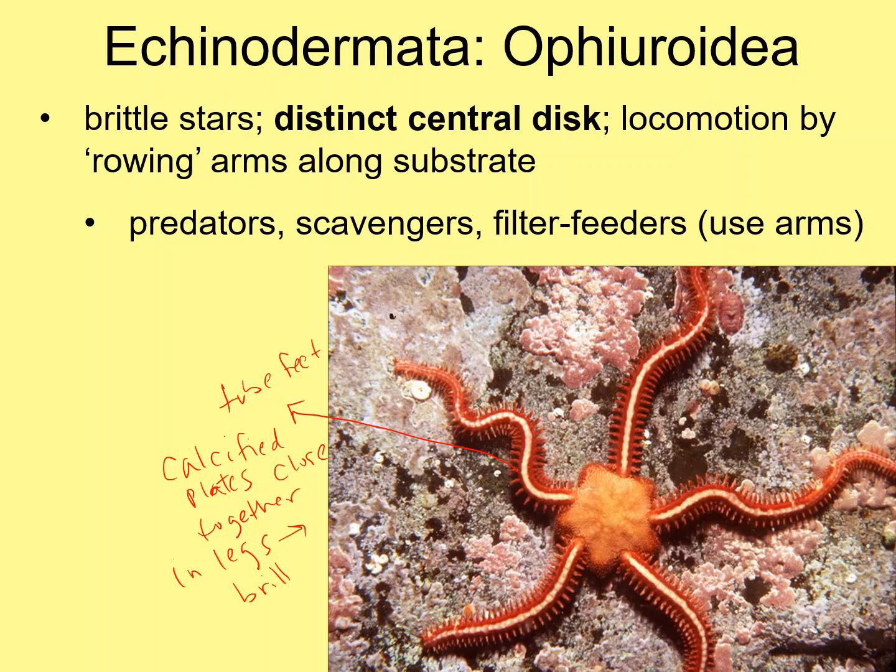Makes sense? These guys, their tube feet don't have suckers on them, so they walk or scoot along the bottom, and they move their arms in a way that looks like they're rowing along the bottom as they scoot. They're scavengers, so they're picking up whatever is on the bottom, so they're good detritivores in that regard. Some of them are predators, and some of them use their tube feet and their arms for filter feeding. So we get a variety of different lifestyles in brittle stars.